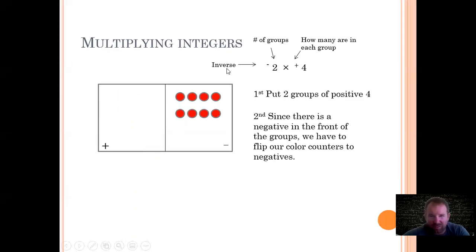What does inverse mean? Inverse means the opposite. So if we have negative, the opposite of negative is positive. So if we have positive 4, the opposite of positive 4 is negative 4. That's why we end up with negative 8 counters left. And our answer ends up being negative 8.